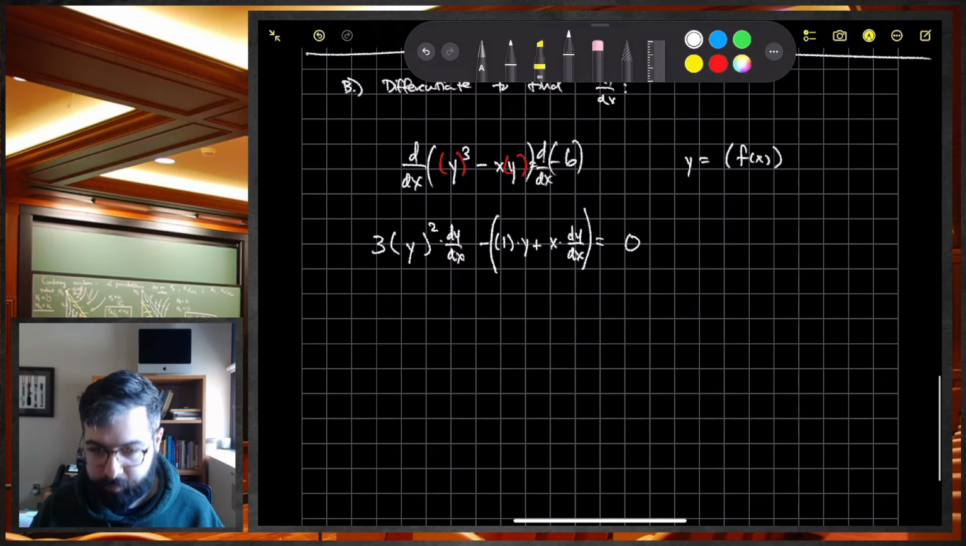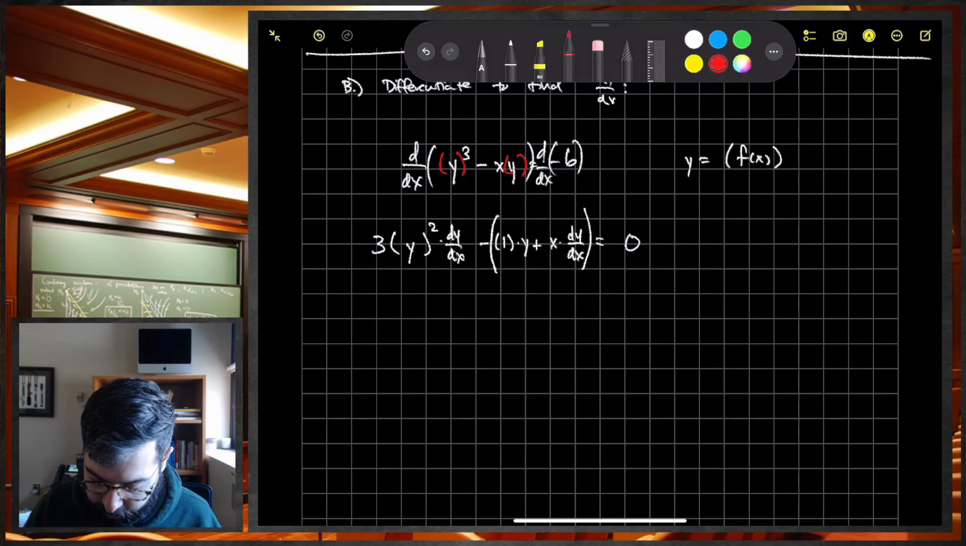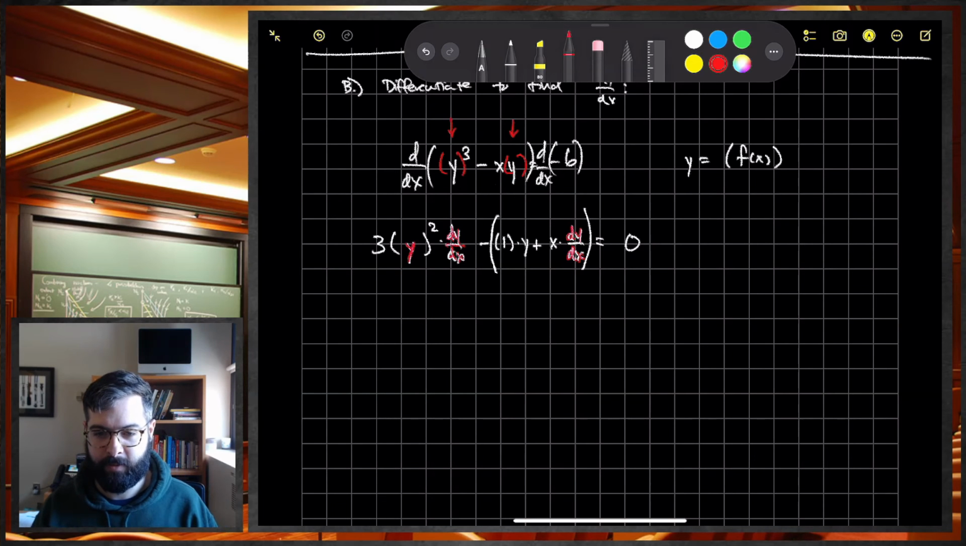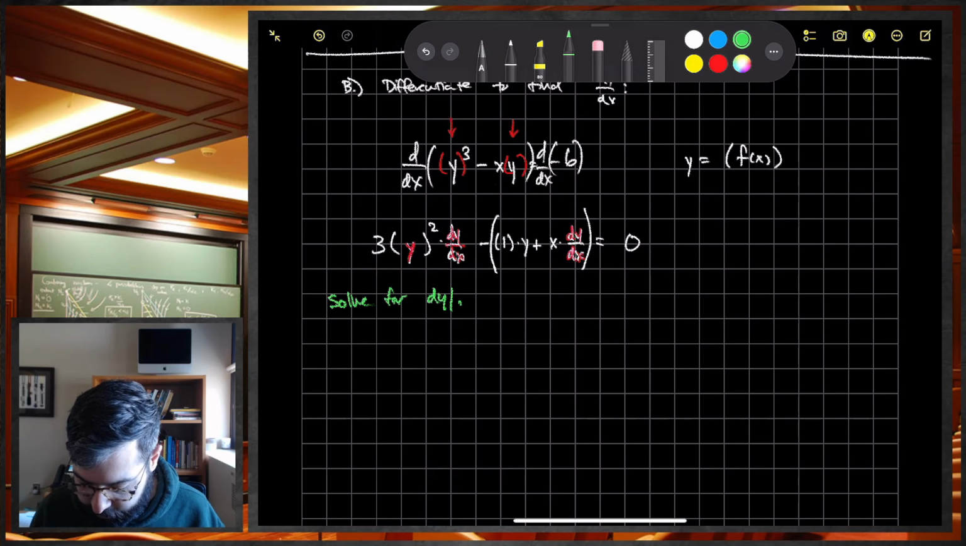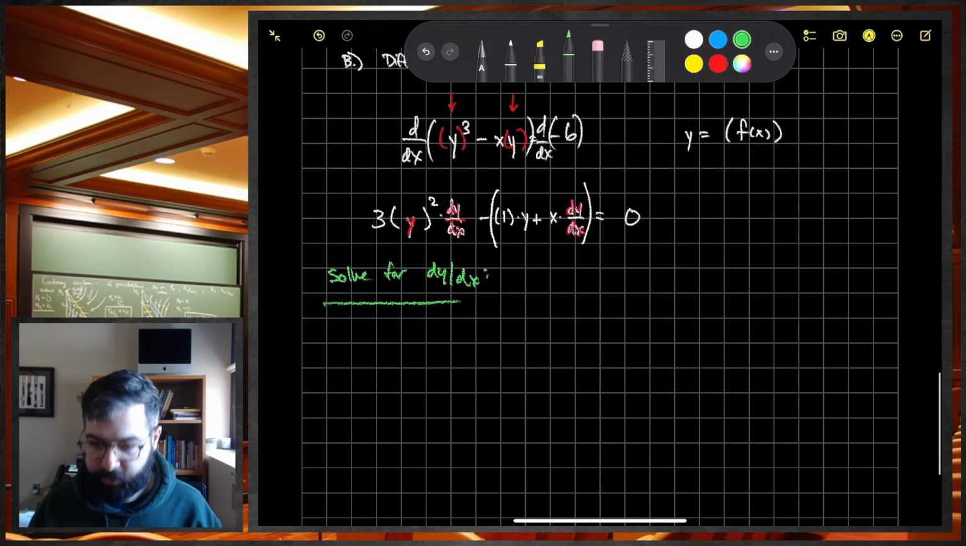And then over here, plopping back in that y. So this came from here. Chain rule here and chain rule here, because I had two instances of y, so I needed to use the chain rule twice there. So I hope that makes sense. So from here, now isolating again, we want to solve for dy dx. So I'm going to start to isolate dy dx as the variable I'm solving for, and move everything else to the other side of the equation.